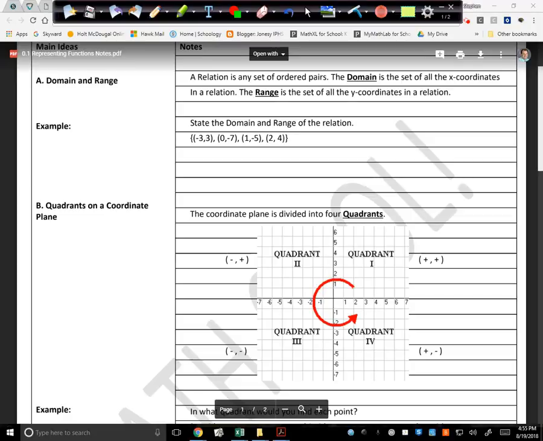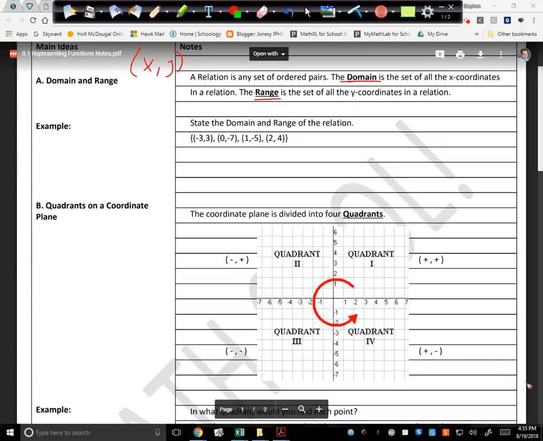Okay, a relation is just a set of ordered pairs. So any set of ordered pairs, remember, an ordered pair is just an x coordinate and a y coordinate with parentheses and a comma in between them. That's an ordered pair. So a set of ordered pairs is a relation. Okay, so in a relation, we have a domain and a range. The domain is all the x coordinates. The range is all the y coordinates.